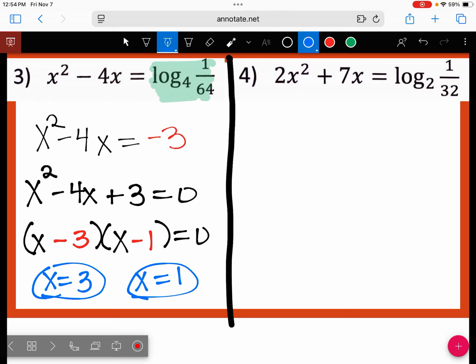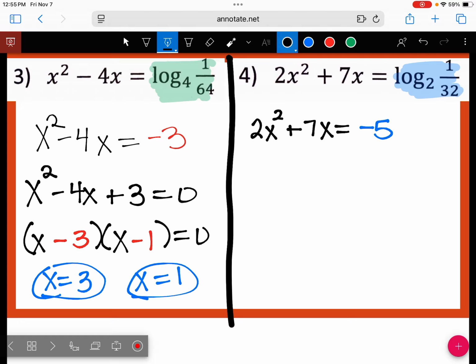All right, number 4, we're going to start off by evaluating that log. We need to figure out what is the exponent. 2 to the what power is 1 over 32? Negative, did you say -8? -5, yep, -5. So the answer would be -5.